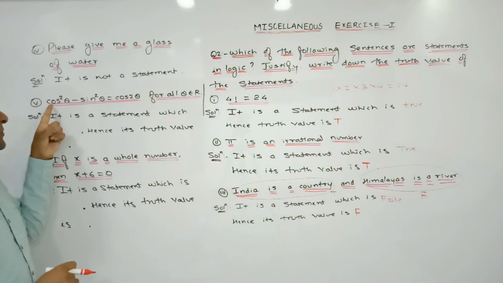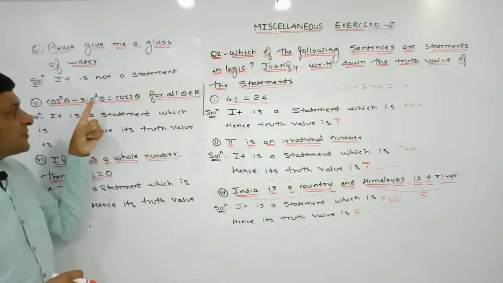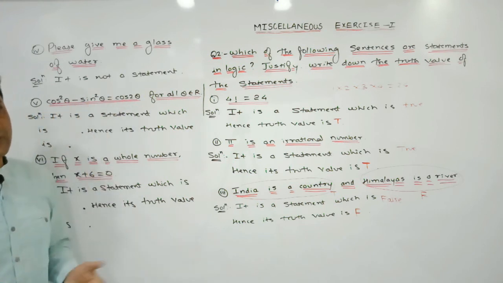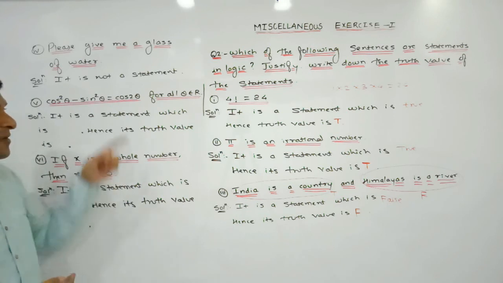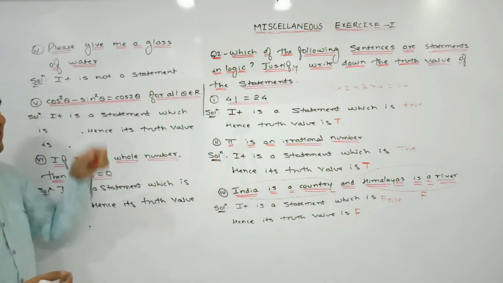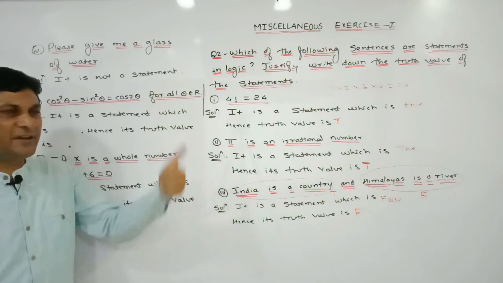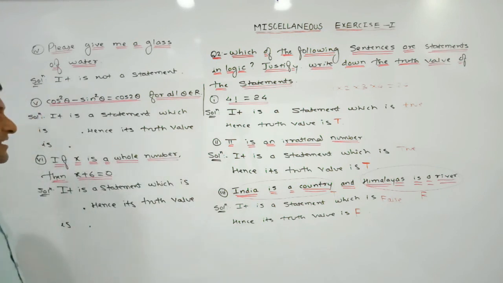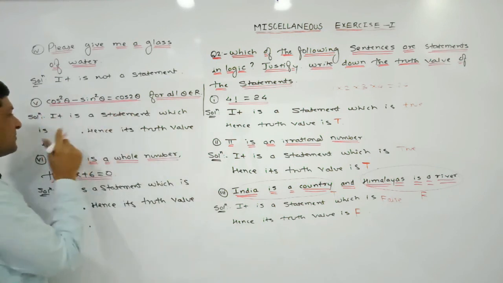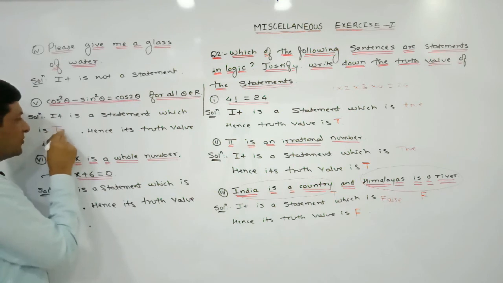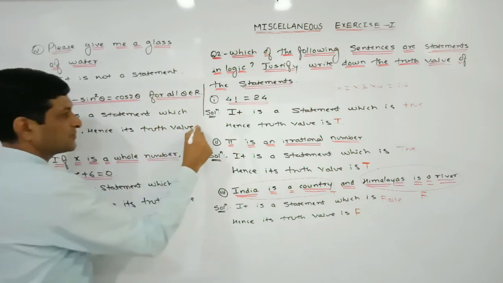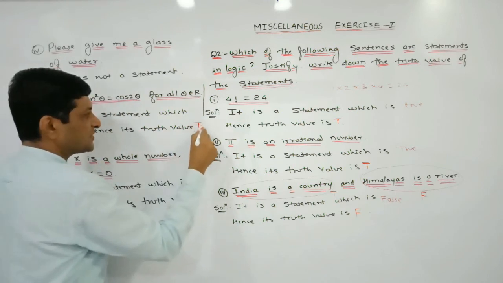Now see the fifth one. Cos square theta minus sin square theta is equal to cos 2 theta. Yes, we know that it is the double angle formula. Cos 2 theta can be written as cos square theta minus sin square theta for every theta belonging to what? Real numbers. So we can say that it is a statement which is nothing but what? True. And since the statement is true, we can say that its truth value is T.